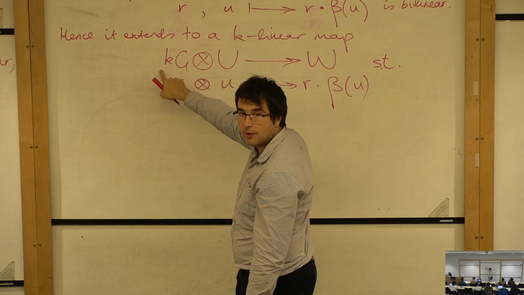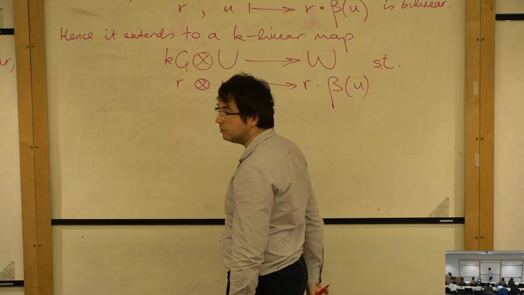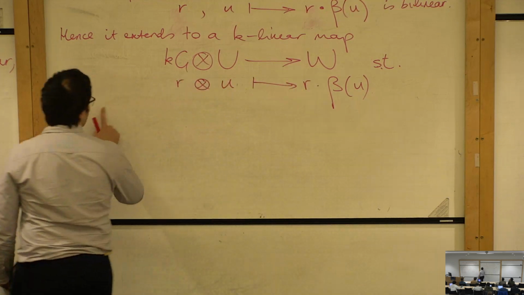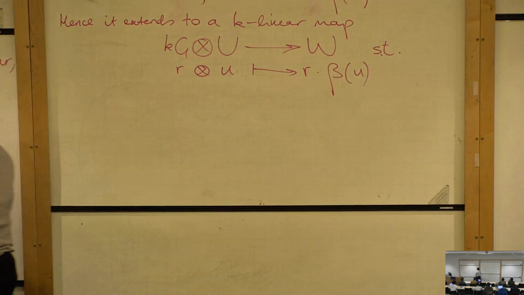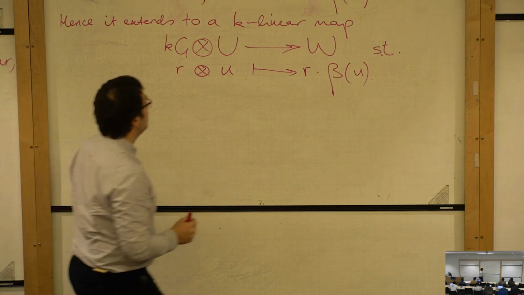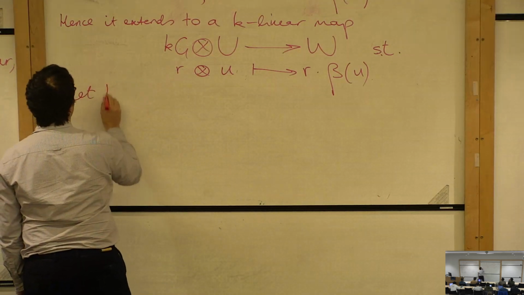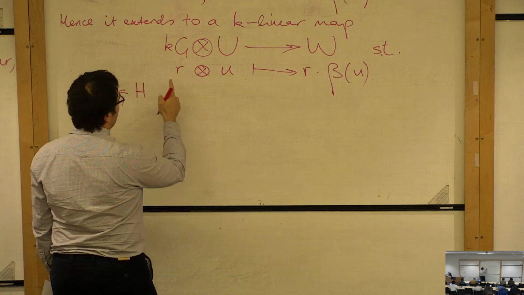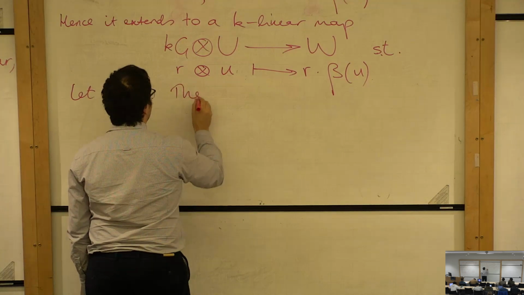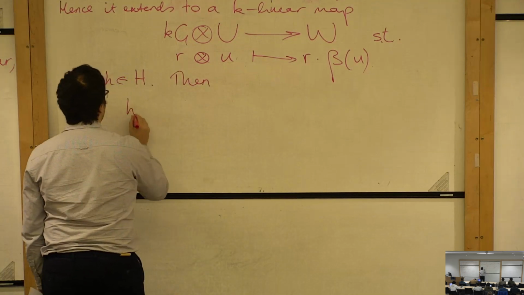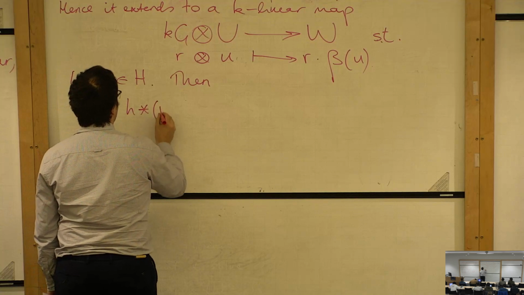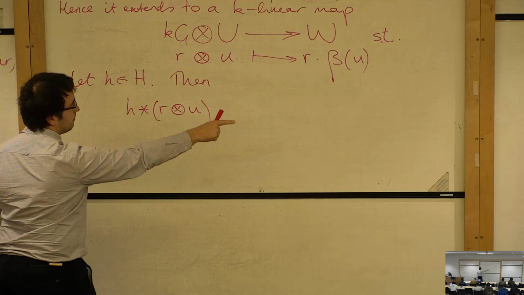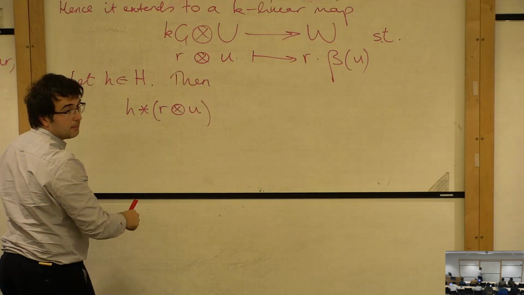a quotient of it. So we'll have to just check that it descends to the quotient. So let's see. Remember it was the co-invariant, so I have to check that if I do H star something in here, that should go to the same place as R tensor U under this.